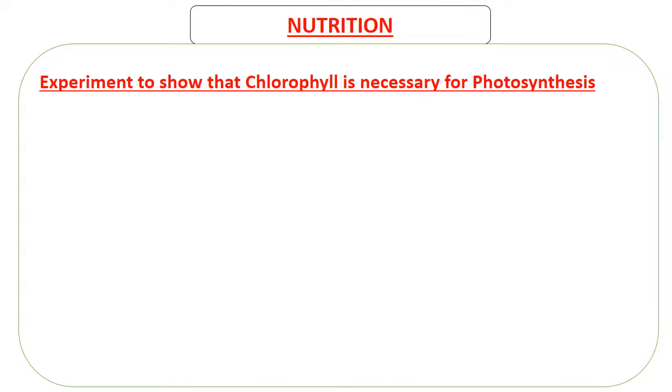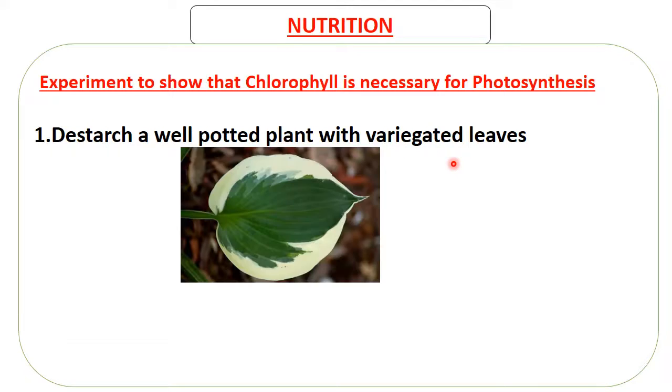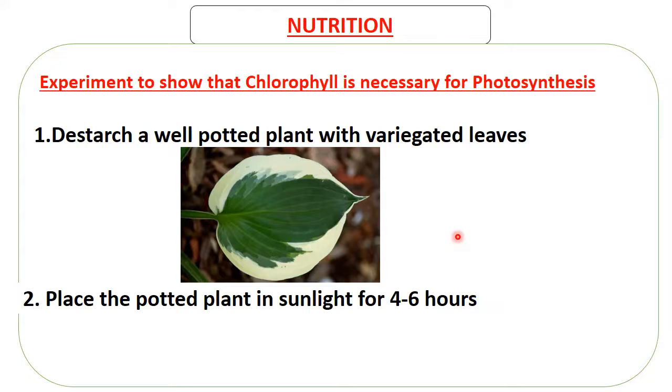Finally, we're going to test if chlorophyll is necessary for photosynthesis. In this case, we're going to use a special type of leaf called a variegated leaf. So we're going to destarch a well-potted plant with variegated leaves. What is a variegated leaf? A variegated leaf is a leaf with more than one color, like this one. This has green here and it has got white. So this is a very good example of a variegated leaf. Once we have a variegated leaf, we expect here where it's green, where there's chlorophyll, to undergo photosynthesis, while here where it's white, not to undergo photosynthesis.